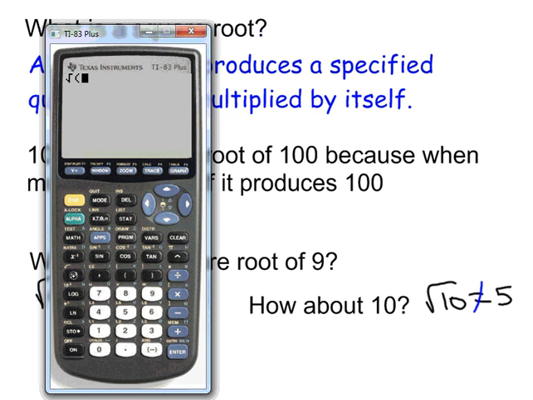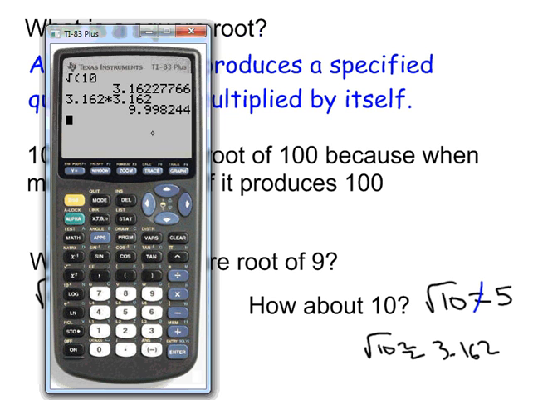The square root of 10 is approximately 3.162. So 3.162 multiplied by itself is approximately 10. Let's see what we get exactly. See, it's approximately 10. You don't get an exact 10 because we rounded this number off here.